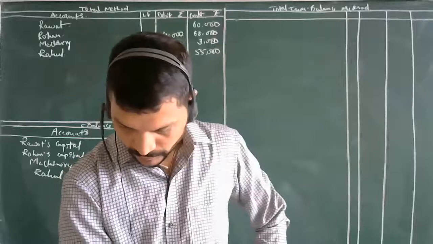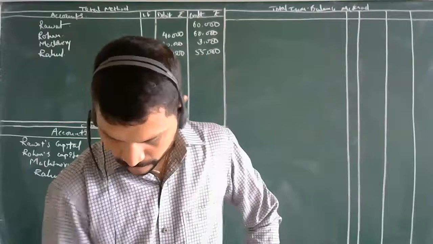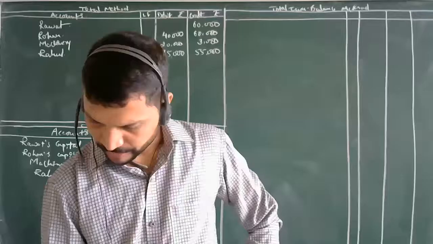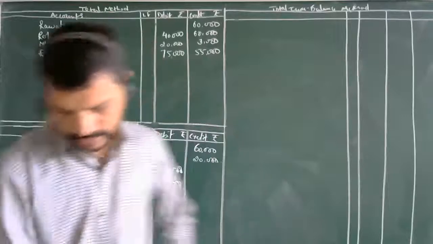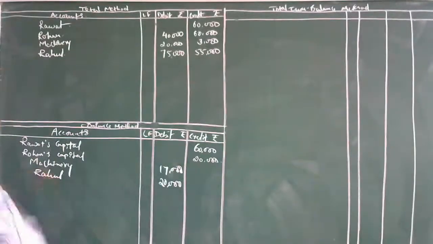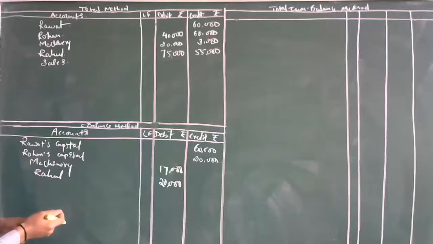Sales account. In the sales account we are having the total of the sales almost 70,000. Then the balance also is 70,000. Here nothing is remaining, so it is the same as it is. Sales is how much? Debit or credit? Debit.